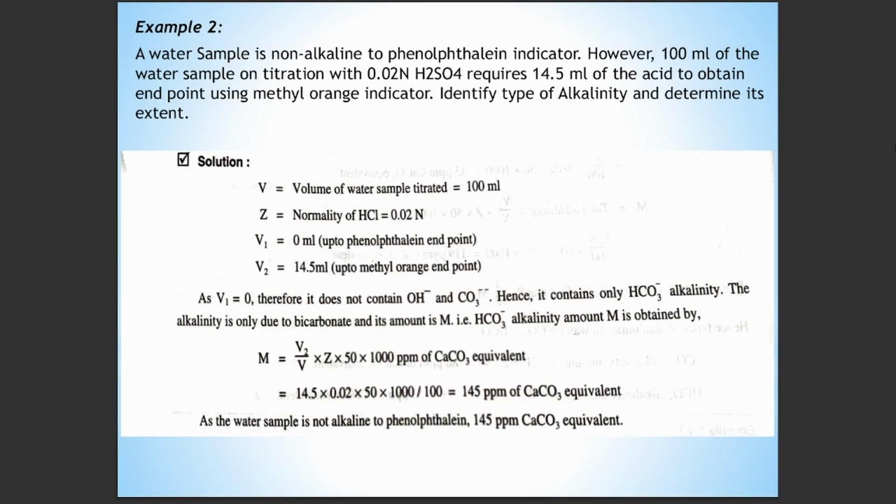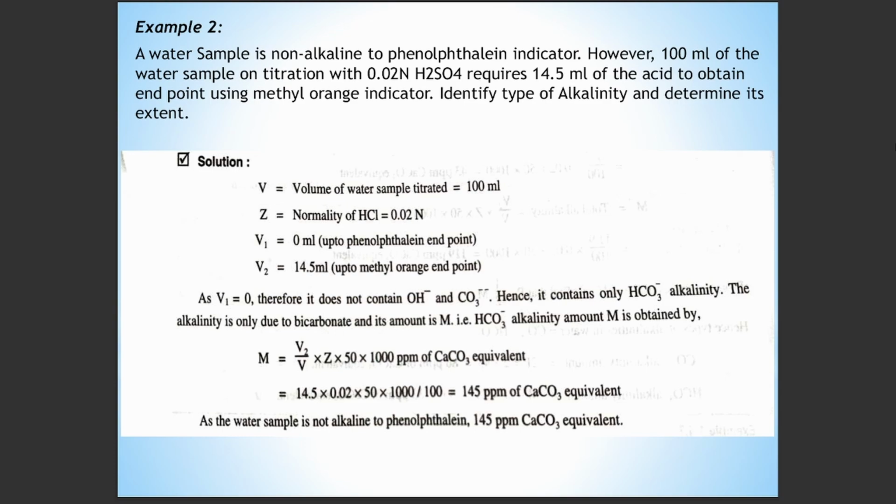So here, dear friends, the problem itself indicates it in the sentence given in the problem. A water sample is not alkaline to phenolphthalein. It means the water sample does not show pink color on addition of phenolphthalein indicator into the water sample. It indicates the absence of phenolphthalein alkalinity. So the water sample contains only methyl orange alkalinity.